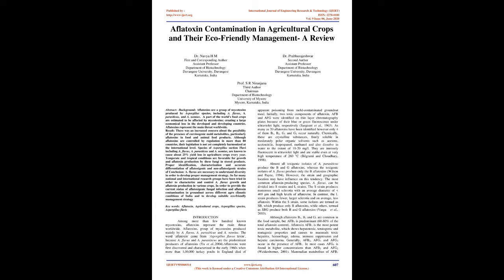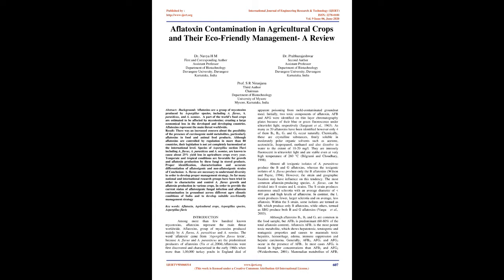Species of Aspergillus section Flavi, including A. flavus, A. parasiticus and A. nomius, are known to cause about 25% yield loss in agricultural crops every year. Temperate and tropical conditions are favorable for growth and aflatoxin production by these fungi in stored products. Conclusion: proper identification, characterization, and accurate differentiation of aflatoxigenic and non-aflatoxigenic strains of A. flavus are necessary to understand diversity in order to develop proper management strategy.